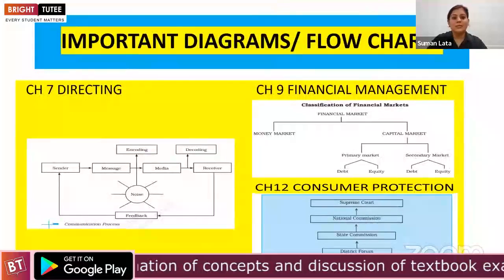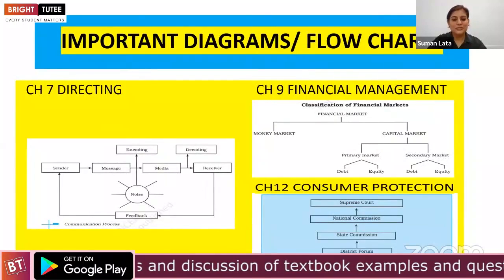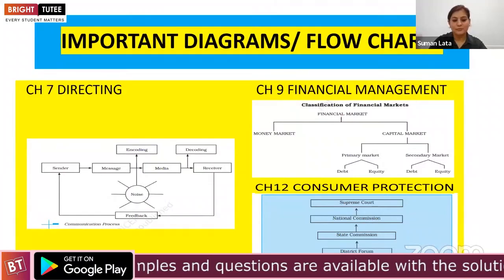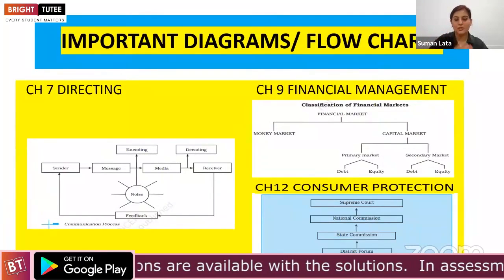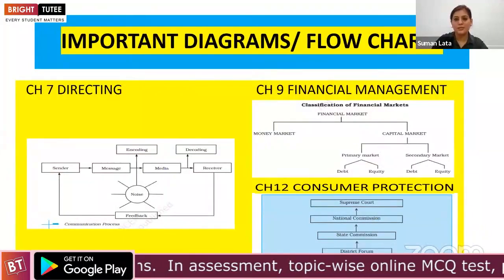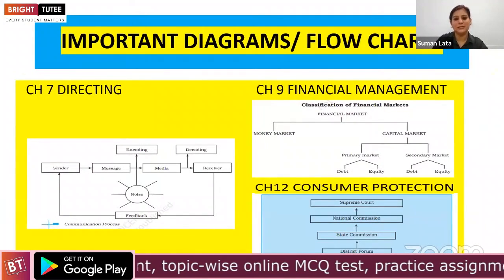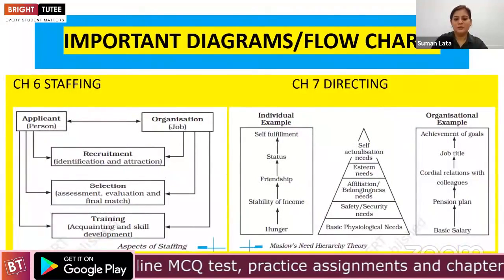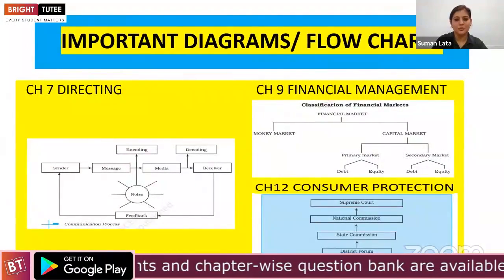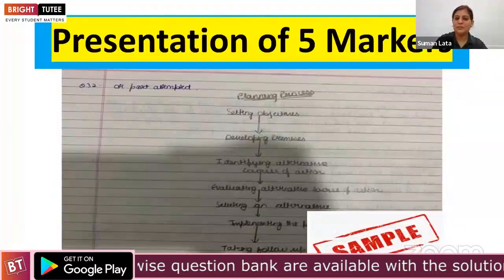These are the diagrams which students can add in 5 markers. There are 4 such questions in our paper. So if these topics come in the final exams, they can present this way. And there are some examples. These are taken from NCERT only. They can present their paper in their own way.